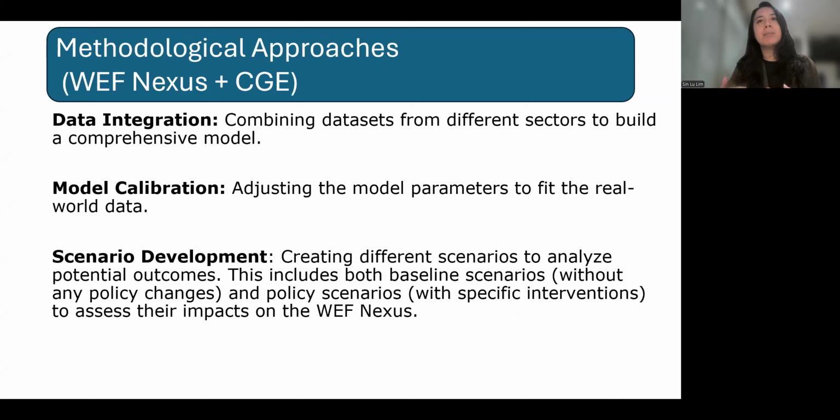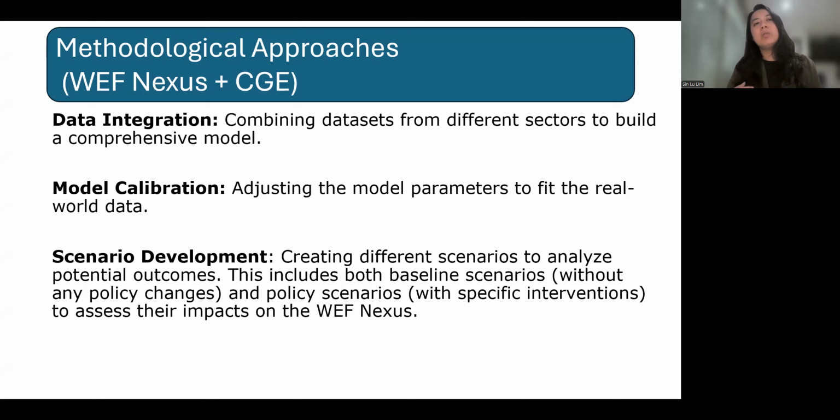For the methodological approach, the integration of the WEF Nexus and CGE starts with data integration, where at this stage we have to combine data sets from different sectors to build a comprehensive model. This involves gathering quality data on water usage, energy consumption, and food production. After that, we will calibrate the model by adjusting it to fit the real-world data. I think calibration is very important to ensure that the model accurately reflects the interaction between the WEF sector and the economic system.